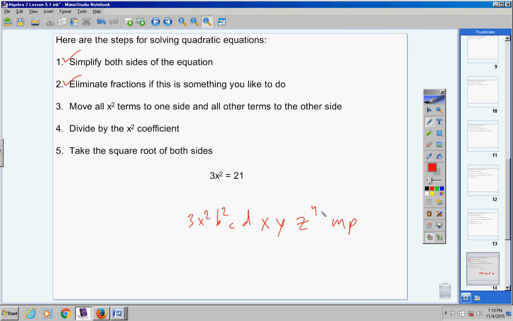If all of these are multiplying together, then that's one term. That is one whole term. Okay? Alright. So, move all x squared terms to one side and all other terms to the other side. We did that. Look, here's the left side of my equation. Here's the right side. It doesn't matter which side you move the terms, but I only see one x squared term, and it's over here.